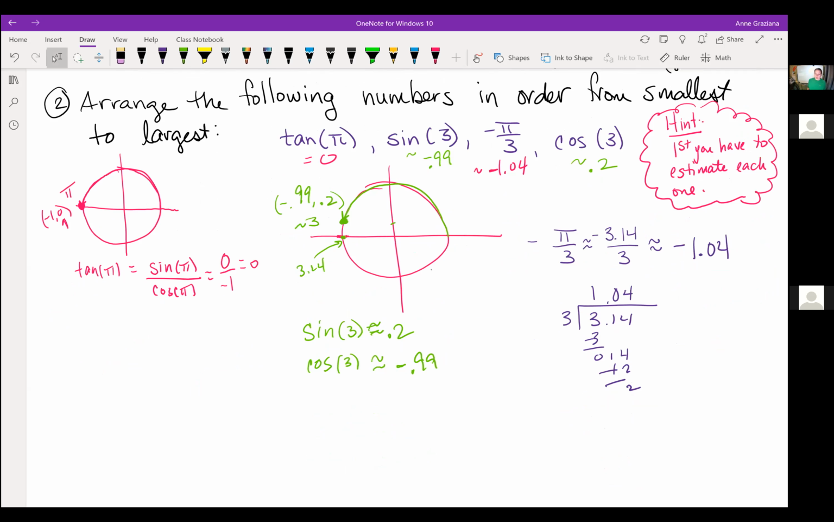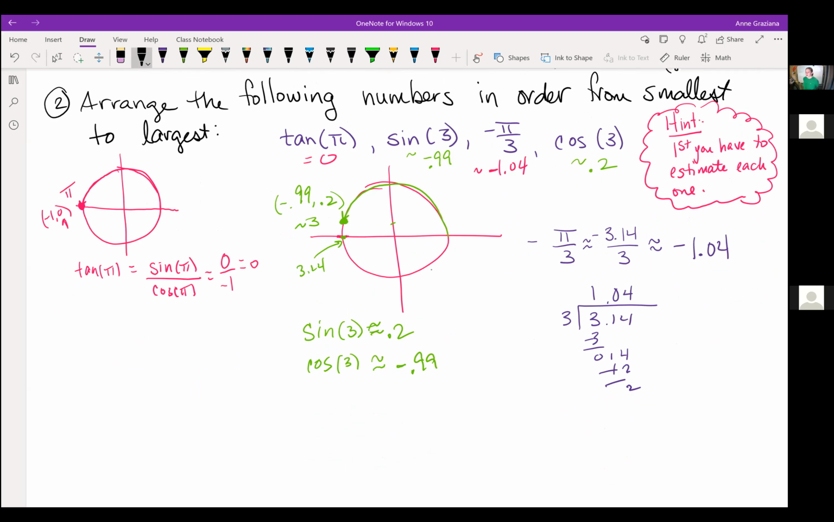Okay, all right, so now that we have all that, we can put these in order. What is the smallest number? Put it in the chat. Which one is the smallest? The least. You guys check out on me?